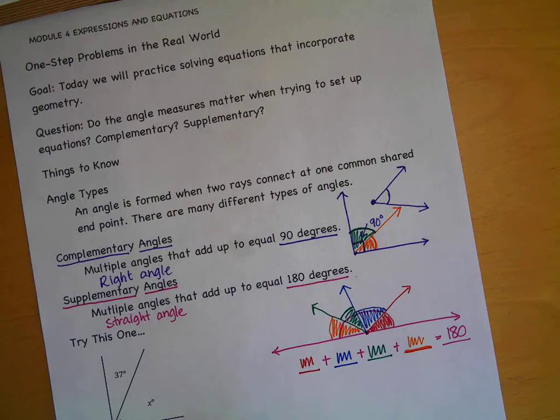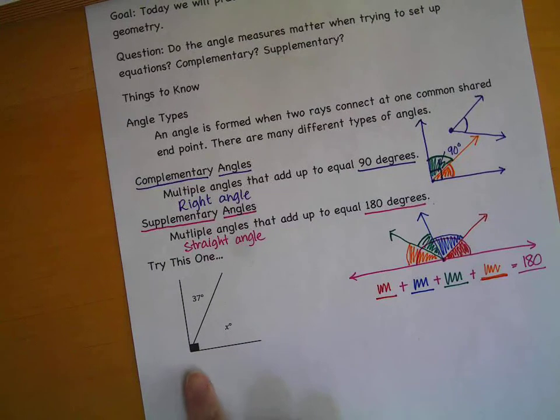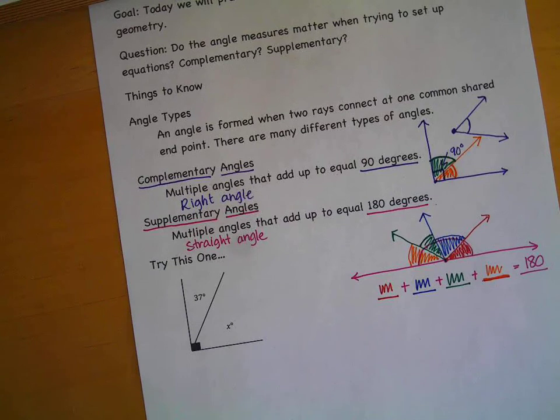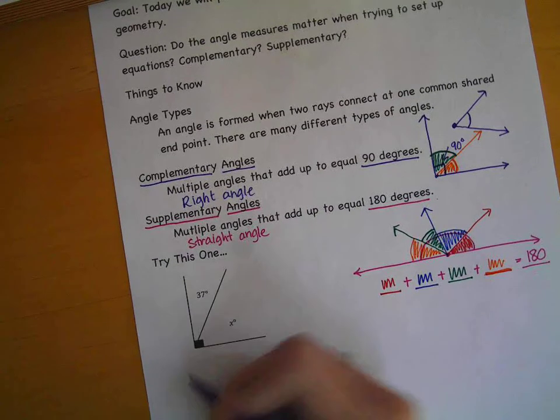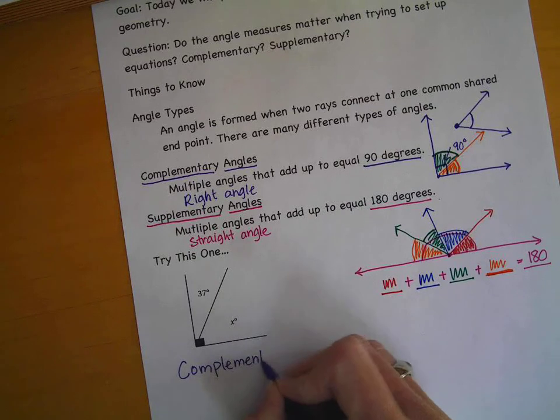Now, that was a quick down and dirty geometry lesson, which you will get more of when we get into our geometry module. But what you're actually doing with it today is setting up equations that we can use in our expressions and equations module to help you practice building one-step problems in the real world. So we have this angle over here, and we know that it's a 90-degree angle, so it must mean that we're looking for complementary.